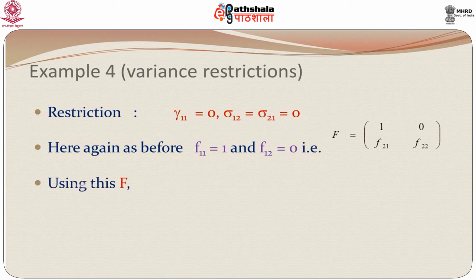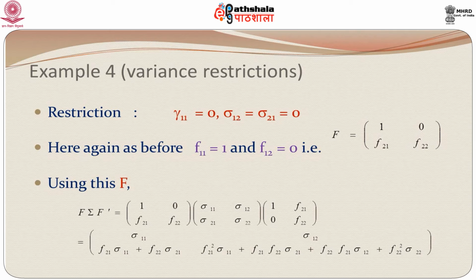Now, let us come to the second restriction. For the second restriction on sigma, we have the sigma matrix which has the off diagonal elements equal to 0. So, this should be the same for the F sigma F prime matrix as well. So, first let us get F sigma F prime. This comes out as a 2 by 2 matrix of the form sigma 11 is the first element, sigma 12 is the second element in the first row. The second row has f21 sigma 11 plus f22 sigma 21 as the first element, and a fourth term as the final element of the second row.